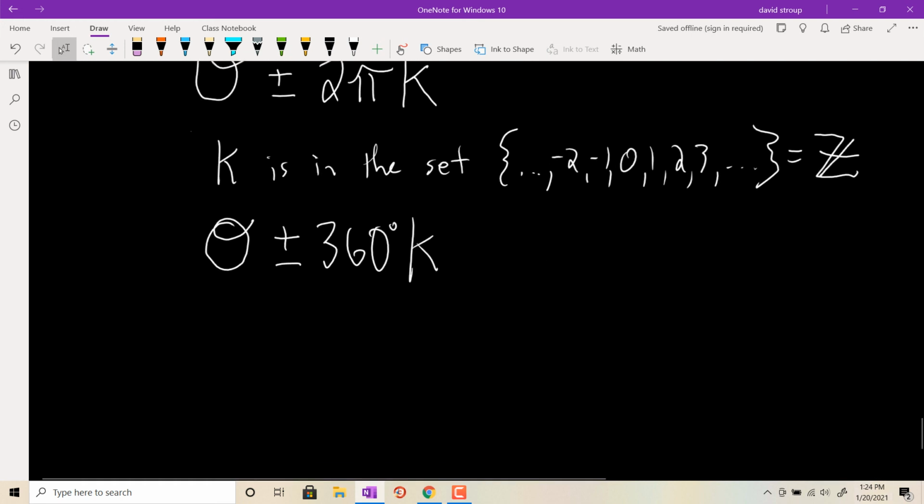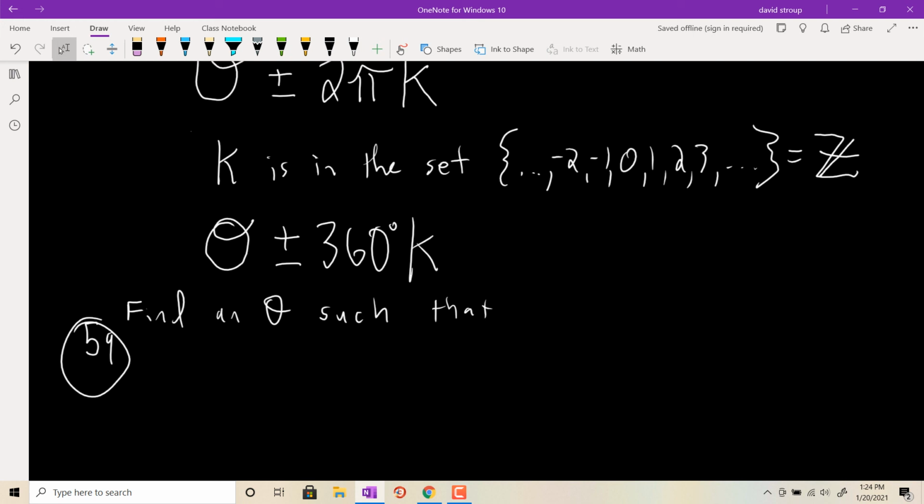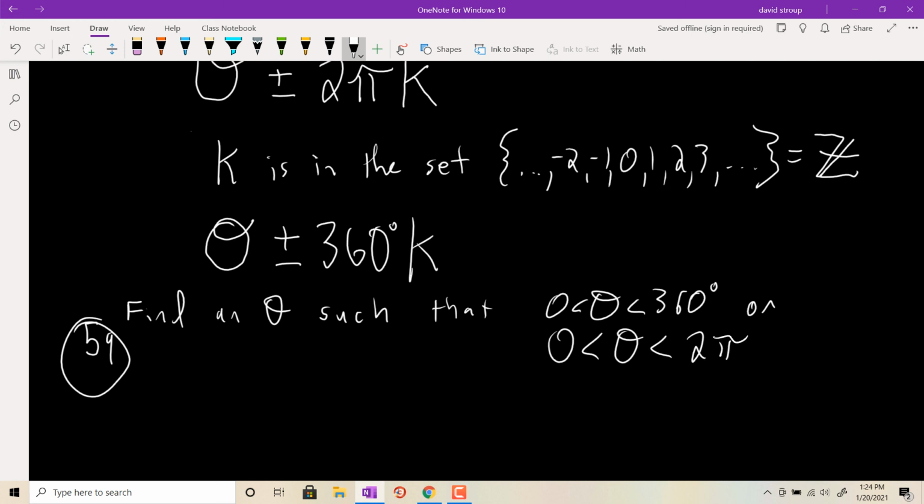Okay, so let's look at some of those problems, and I think this is number 59 from the book. They want you to find a coterminal positive angle, an angle that is in between 0 and 360. So theta is greater than 0 but less than 360. They say positive angle. Or if they're talking about radians, they want the angle in between 0 and 2 pi. And usually if it's in radians, you don't write the units, okay? It's only when you're dealing with degrees that you'll put the little degree symbol.